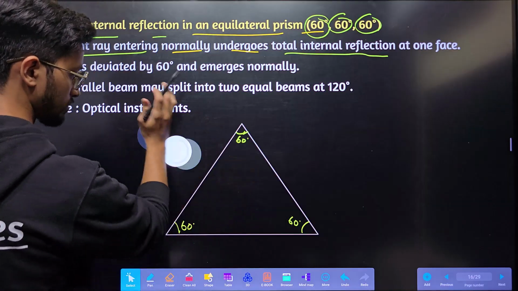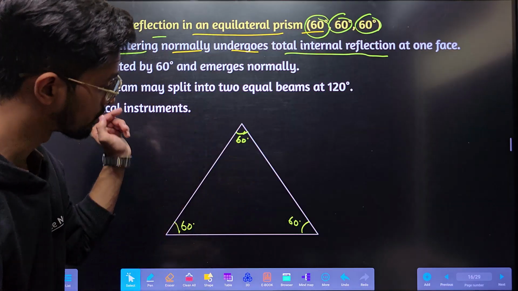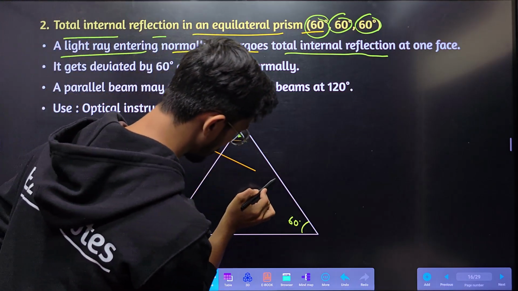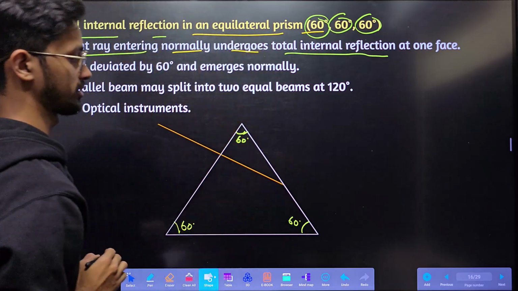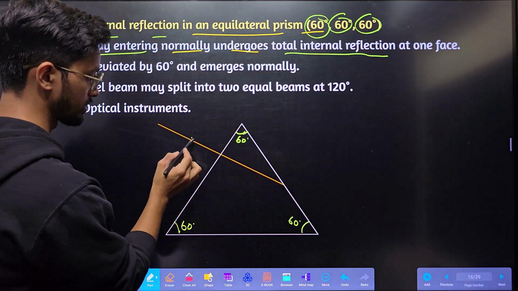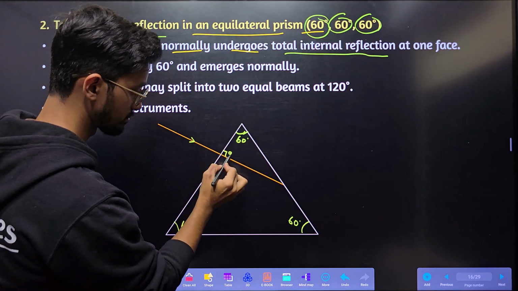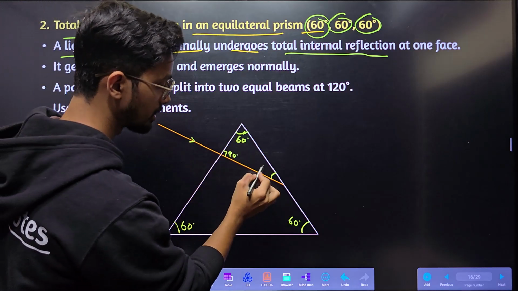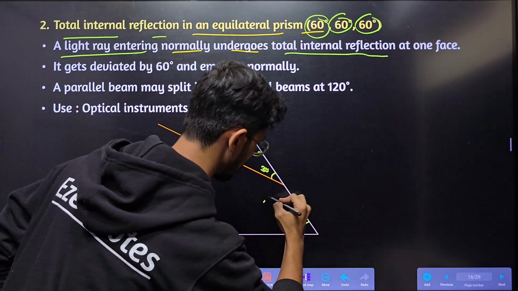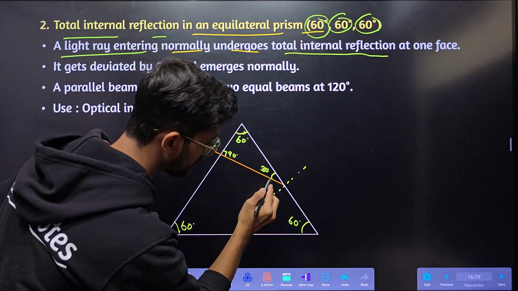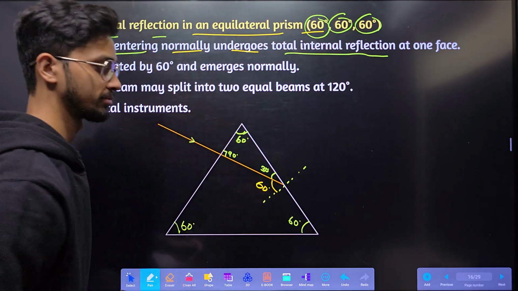Okay. See, it's entering normal to the one phase like this. Sorry, my bad. Like this. Normal to the one phase. Okay. This is 90. This is 60. This will be 30 degrees. Now this is normal. So how much will be this? This angle will become 60 degrees.